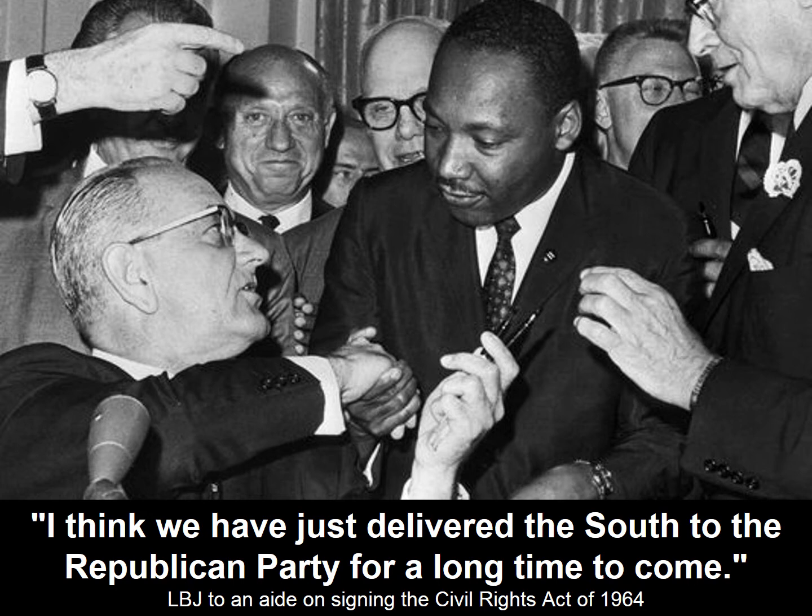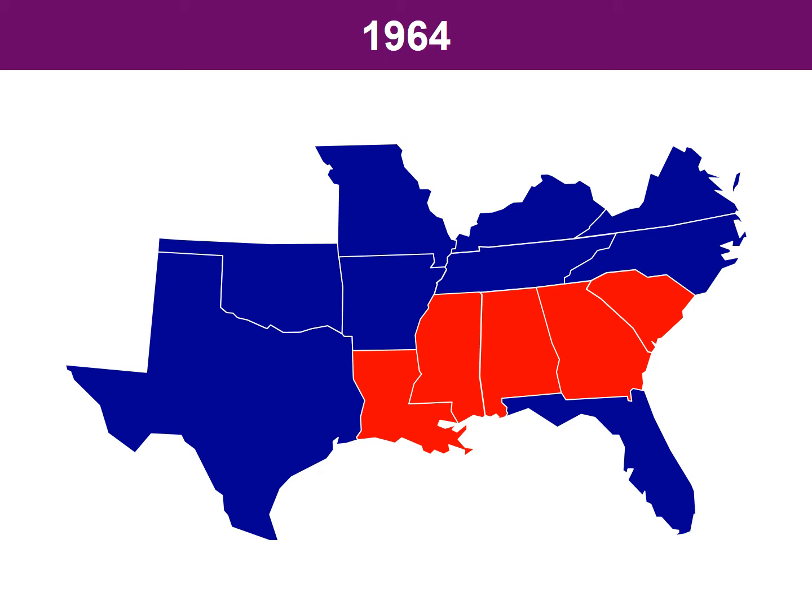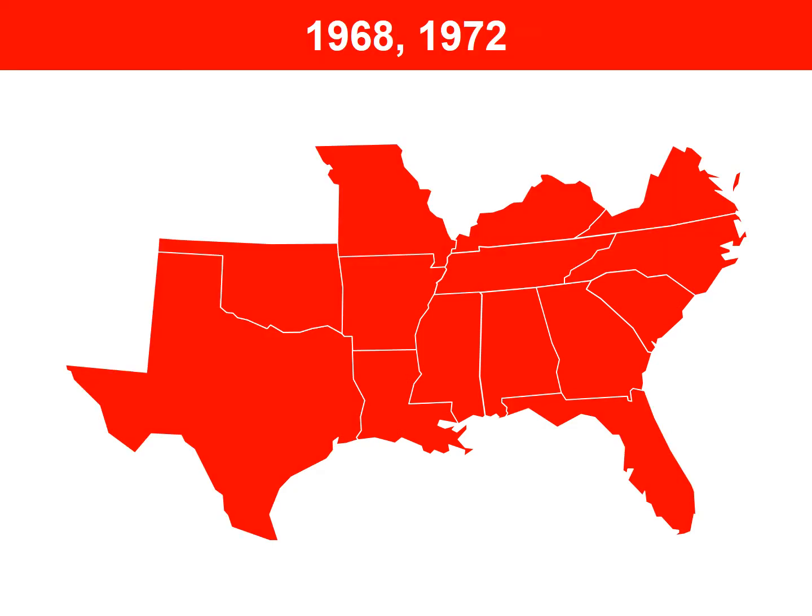LBJ said in 1964, after the signing of the Civil Rights Act, "I think we have just delivered the South to the Republican Party for a long time to come." And he was absolutely right, because the South had been united around the Democrats because of the issue of civil rights and slavery. And when they go the other way, they abandon the Democrats because they don't really have anything that they would support them for anymore.